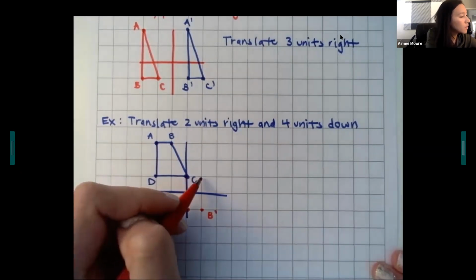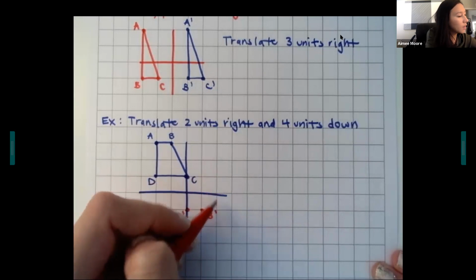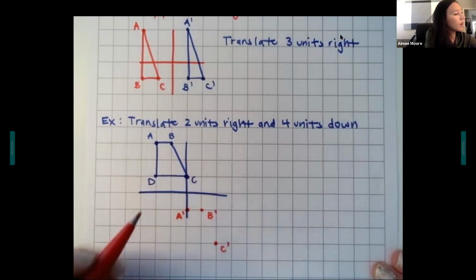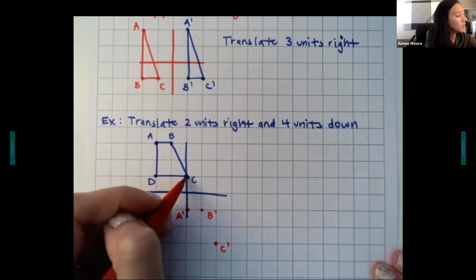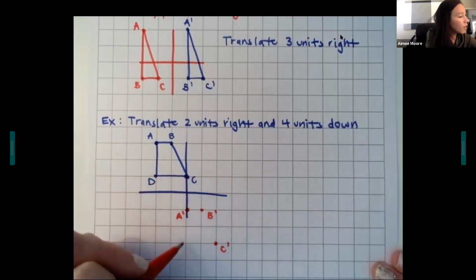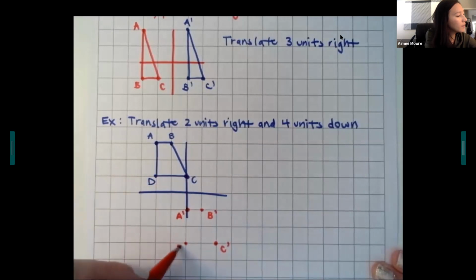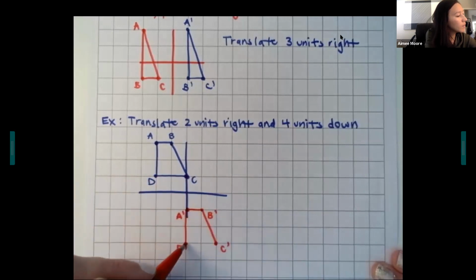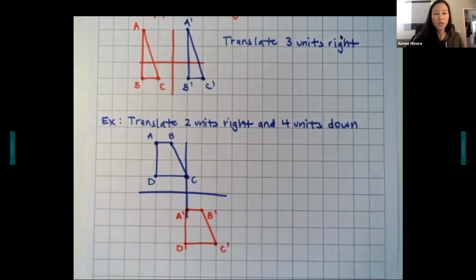C, we're going to go 2 units right, 1, 2, 3, 4 units down. And D, 2 units right, 1, 2, 3, 4 units down. And there's our translated trapezoid.